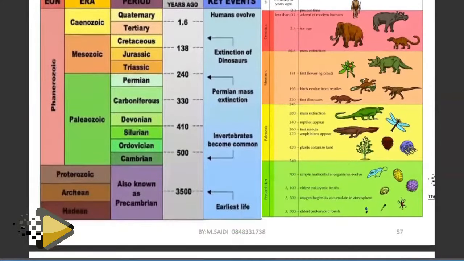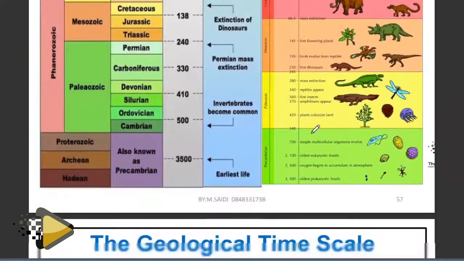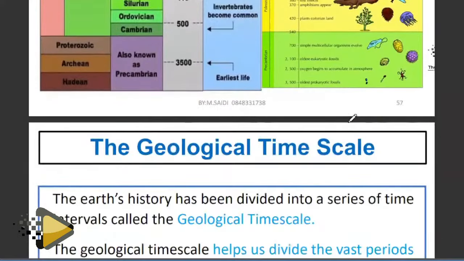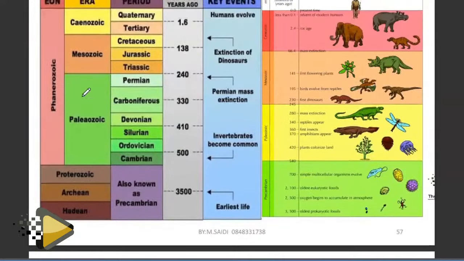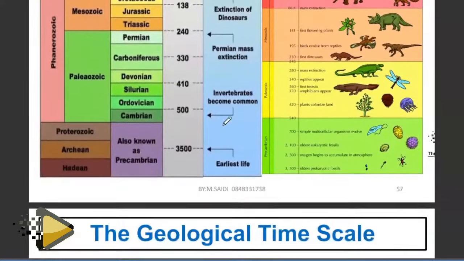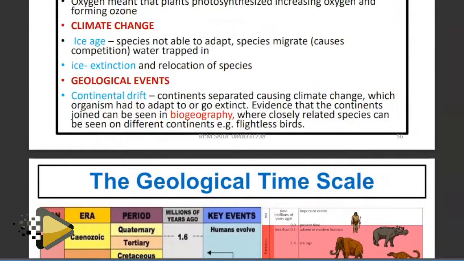Then we have these eras, eons, and then periods. All this, we don't need to memorize. We just bring questions and then we ask you what happened in the Paleozoic era. You look at it and then tell us what happened. So basically, that's what you need to know, how to apply the geological time scale.